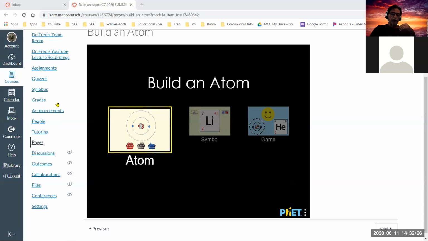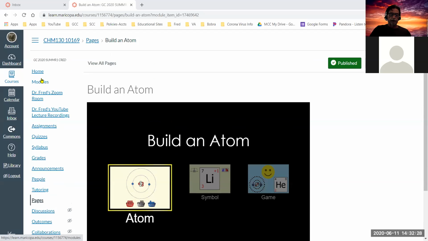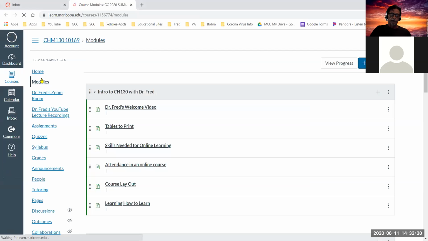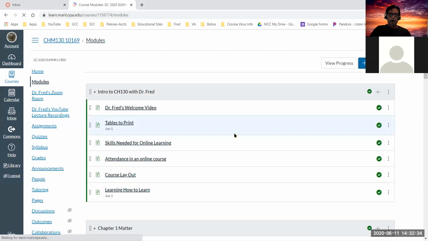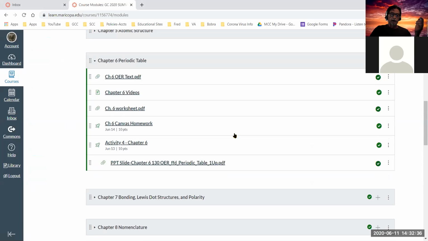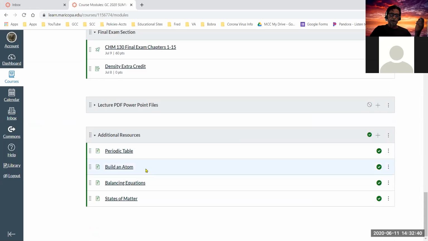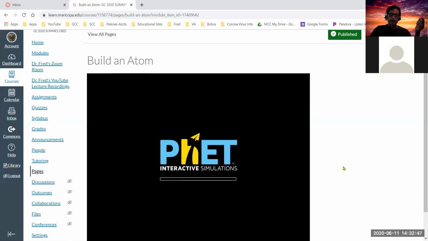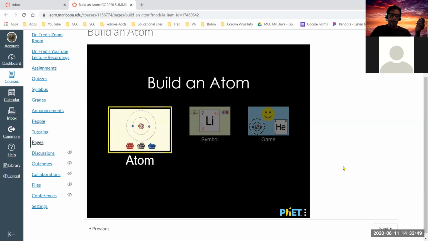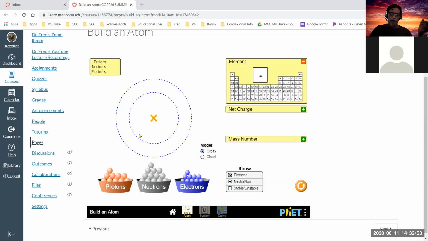Let me back it up so I can show you where it is again. If you click the modules as you enter our course Canvas website, go all the way down to additional resources, and there's this one called Build an Atom. Click it, and it brings you to this. It's a simulation. Okay, go ahead and select the atom, the first selection there.